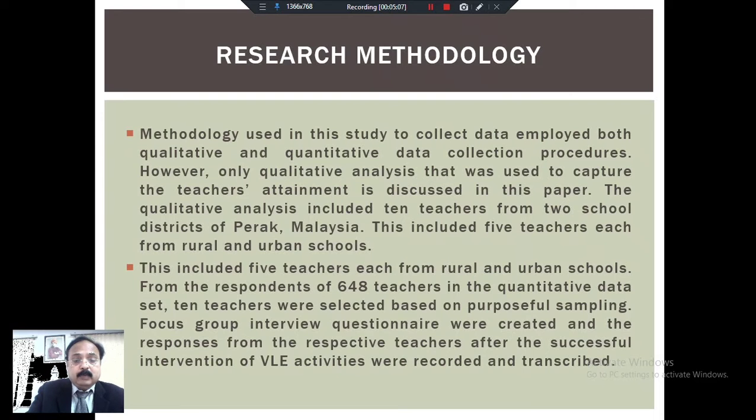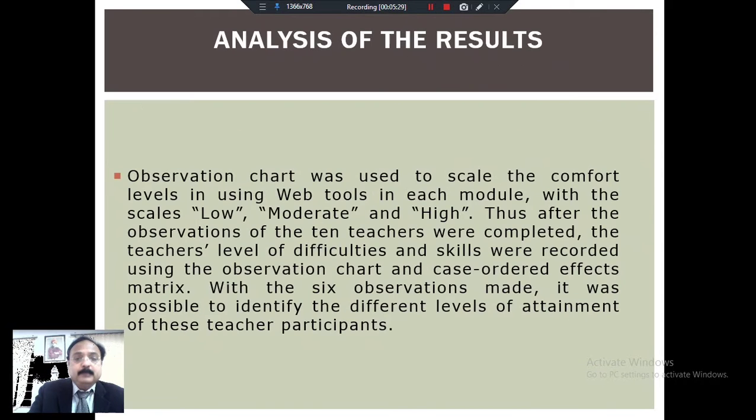From the 648 teachers, 10 teachers were selected on purposeful sampling for focus group interview questions, and their activities across how they are journeying through the various tools of the learning management system were captured in this study.